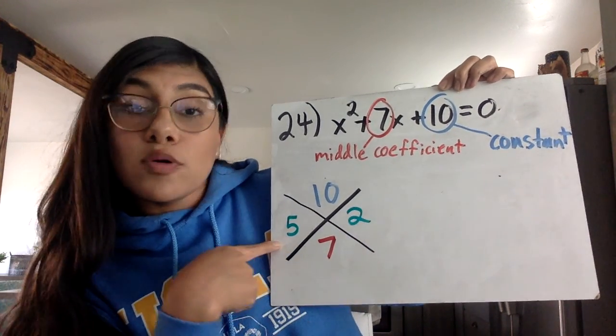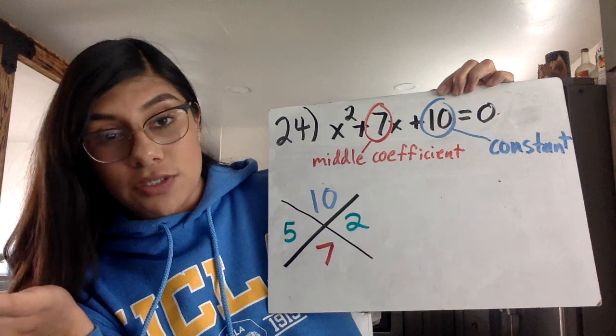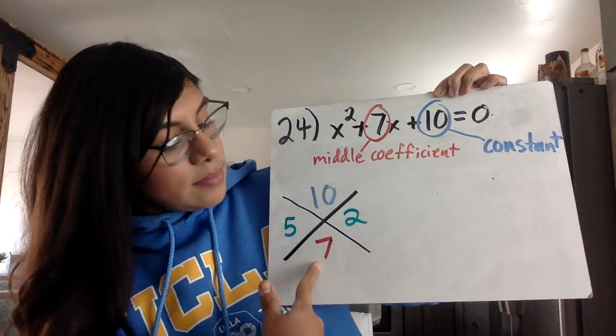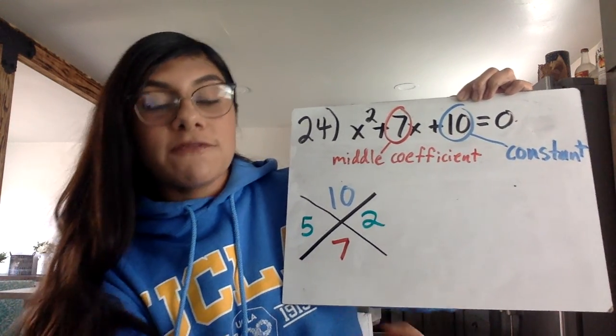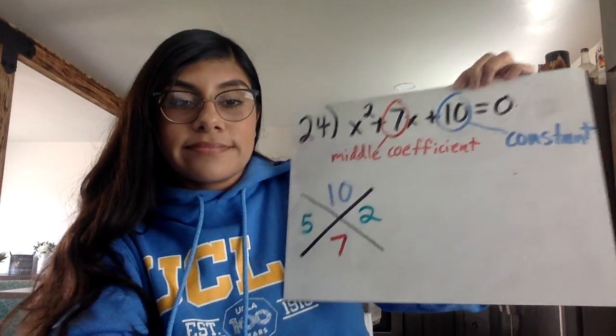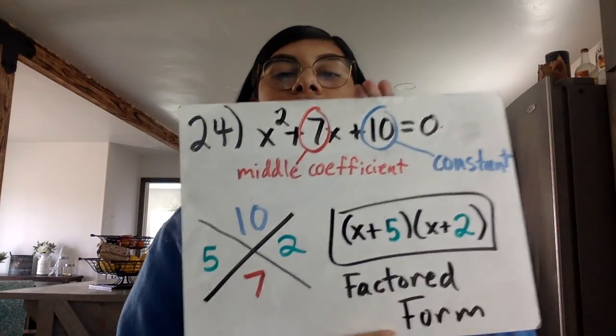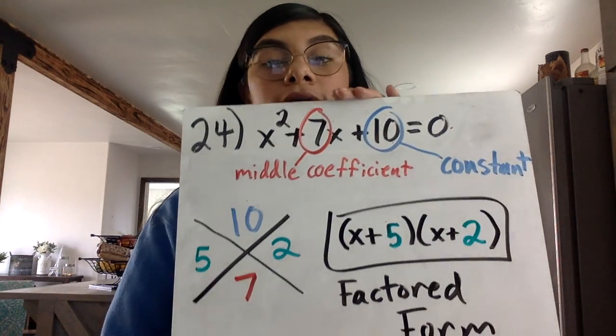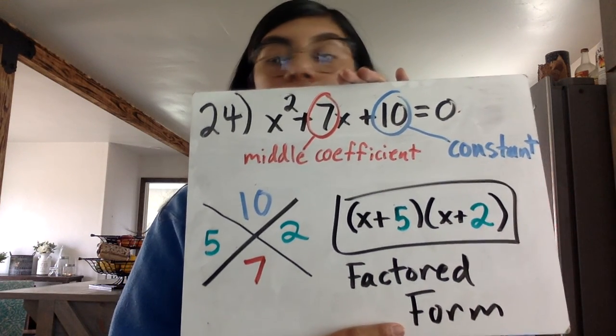I already filled this one in because it's a simple one: 2 numbers that when I multiply them, give me 10, 5 and 2, but when I add them, give me 7. So pretty straightforward. The last thing I need to do is write it in factored form. And there it is. That is how you answer question number 24.